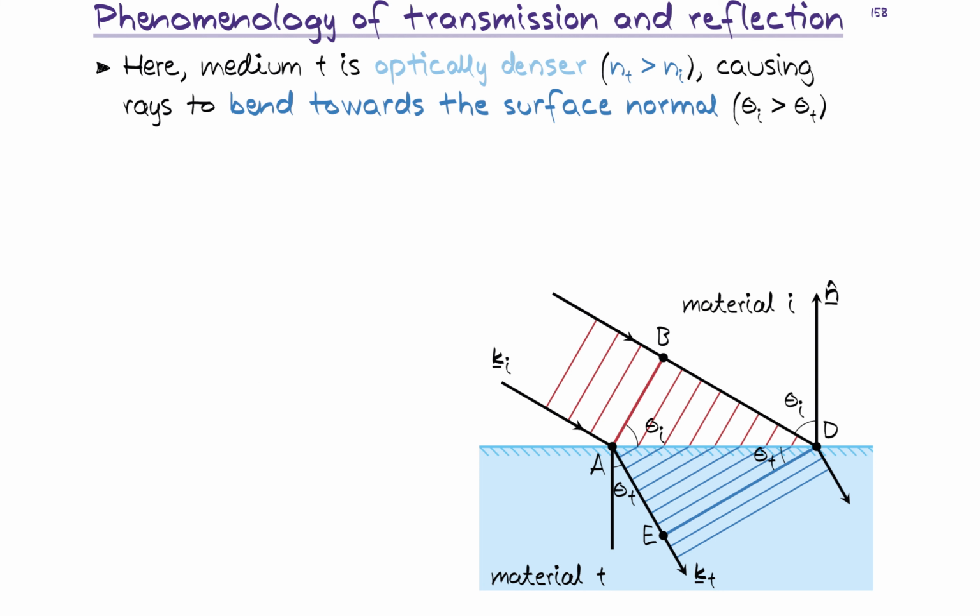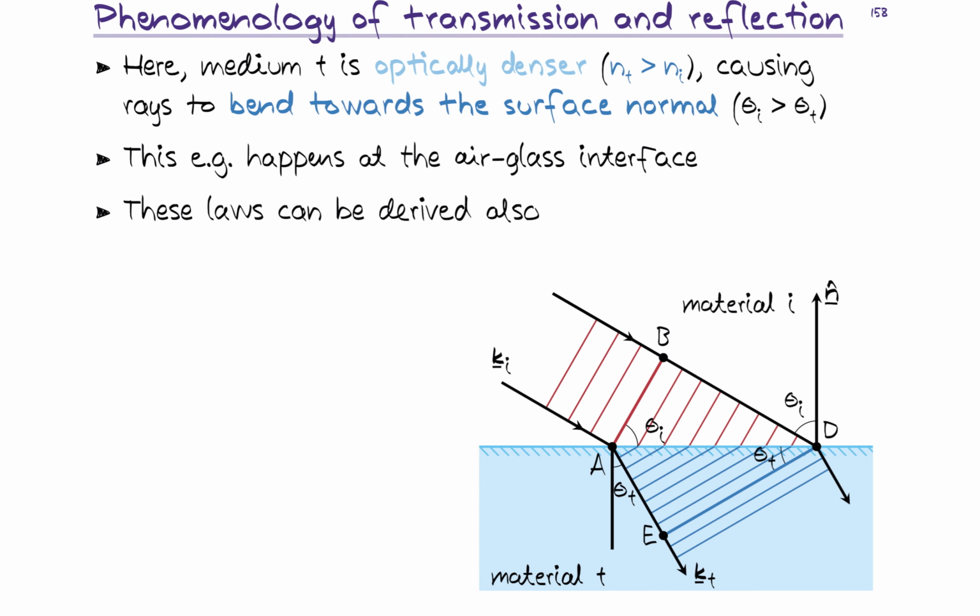So in case you're not familiar from high school physics with the basics of refraction, please memorize this rule of thumb and this picture. It's highly useful in the future. So for example, in terms of practical examples where this happens, we could consider a normal air-glass interface, and there the light rays would be bent towards the surface normal.